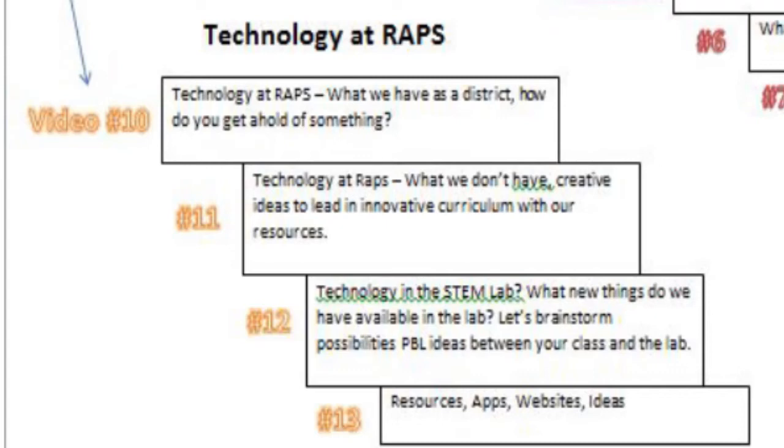Video 11 breaks down the technologies that we don't have. Bottom line is we won't ever have the newest technologies. We won't have the newest computers, we won't have a computer for every student. So let's talk about ways that we can get around this and still be innovative. Let's talk about collaborative grouping and ways to utilize technology to make it easy and accessible for teachers when planning and students. Number 12, we have some new tools in the STEM lab that I'm excited to tell you about.